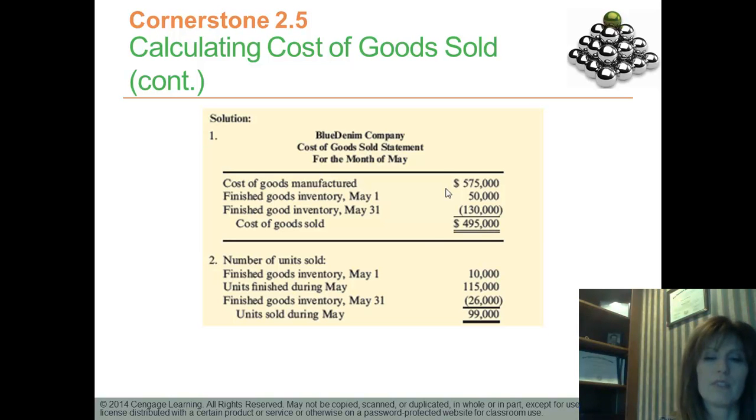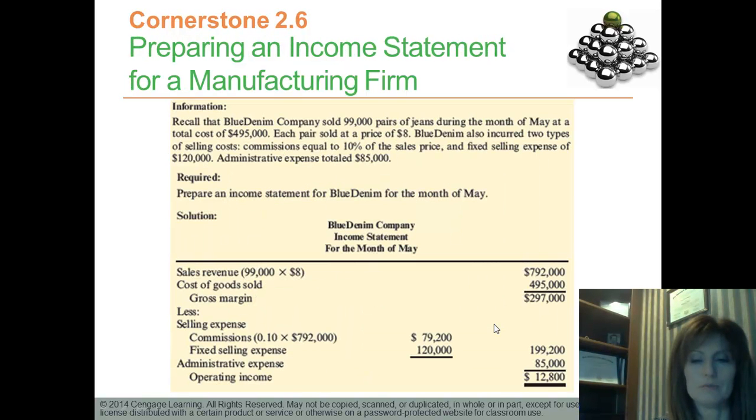And then we can go and figure out how many units we had left as well. So if we start with 10,000, we finished 115, okay, there's 115 finished. But look, we have 26,000 still laying around at the end, so that means we only sold 99,000 in the year. Okay, so we can always state, what did I start with, what did I add to it, and what's left over at the end, and I can get the units that I sold.